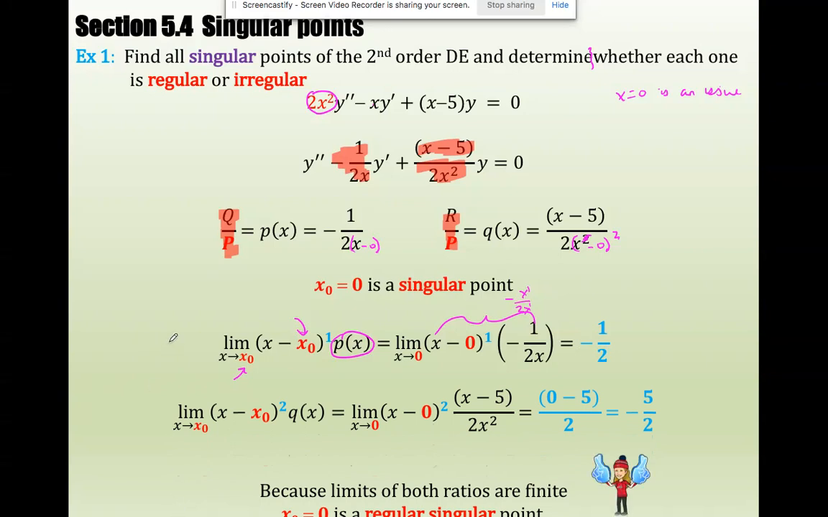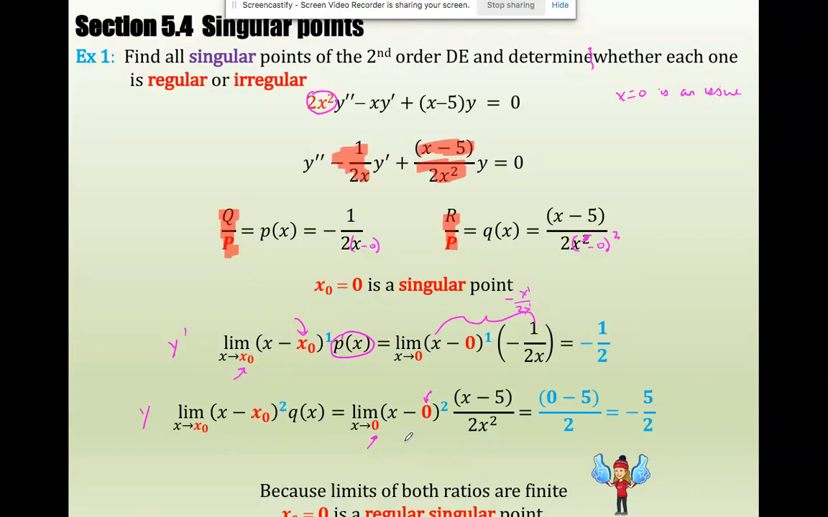When you're doing, remember, that's for y prime. When you're doing the limit with the function in front of, or the ratio in front of y, you have to have the squared, right? Again, that just comes from a proof.